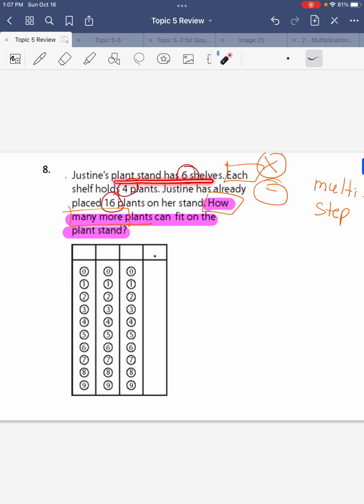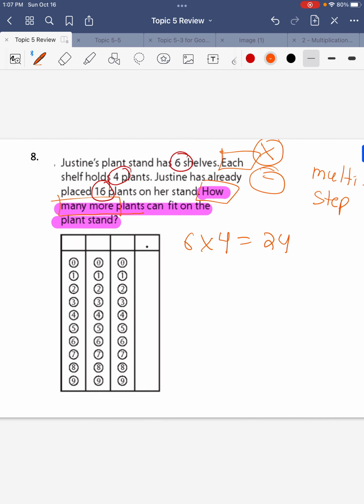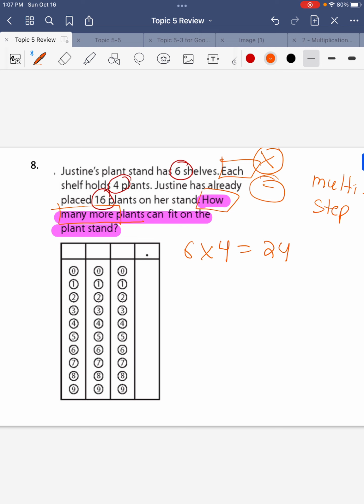Okay, so let me take it step by step. Justine's plant stand has 6 shelves. Each shelf can hold 4 plants. So I'm going to multiply 6 times 4, which I get 24. Then it says Justine has already placed 16 plants on her stand. How many more plants can fit on the plant stand? So I multiplied, so now I have to subtract. So that was my first step.